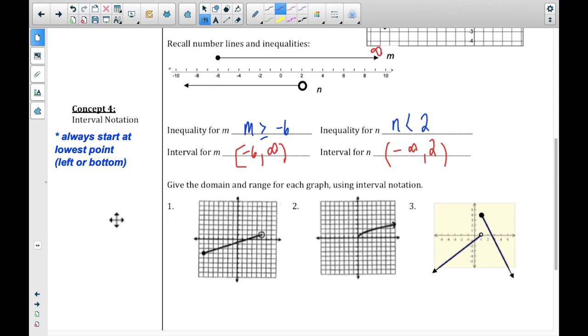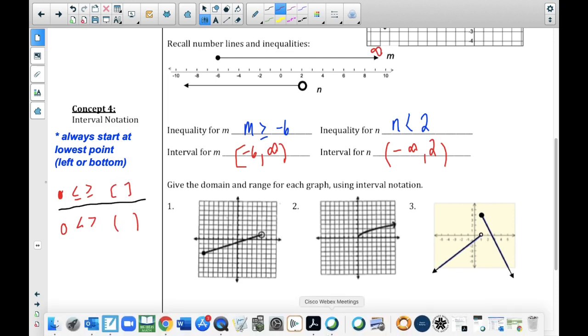So off in the margin, let's write something down. If it is a solid dot, that means it's less than or equal to, or greater than or equal to, and it means we have square brackets. If it is an open dot, it does not have an equal sign. It's just less than or greater than. And if it's an open dot, it doesn't have these square brackets, it just has regular parentheses.